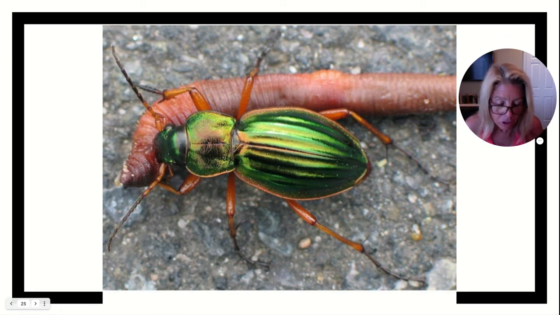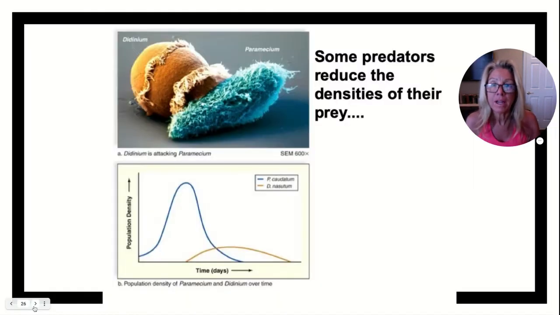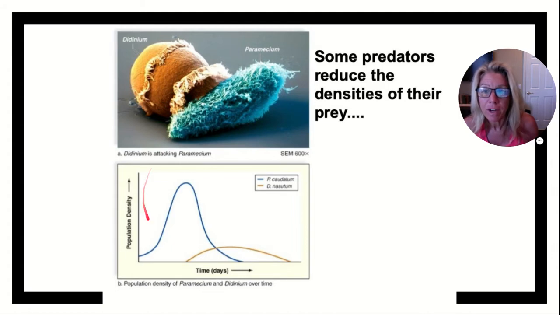So predator-prey interactions is when a predator feeds on prey. Some predators, to their own demise, like here you can see two different eukaryotes fighting it out. What happens is this P. caudatum number is high, and then when this other one, D. nasutum, comes along, he starts eating the one identified here in blue, this paramecium. He eats them and their numbers drop all the way off. And now he has nothing left to eat, and so then he dies off.